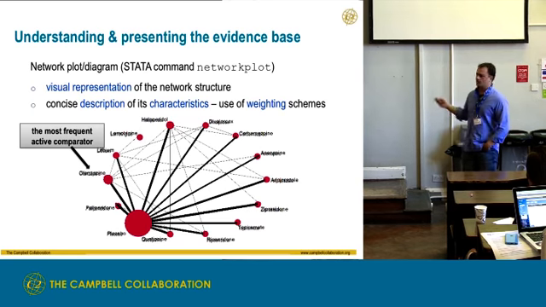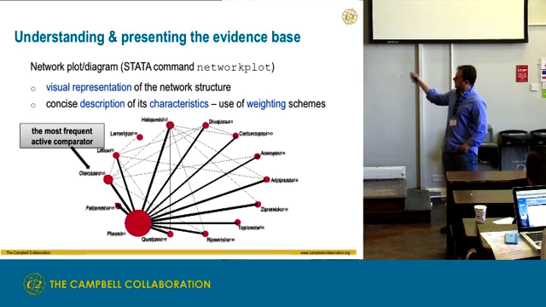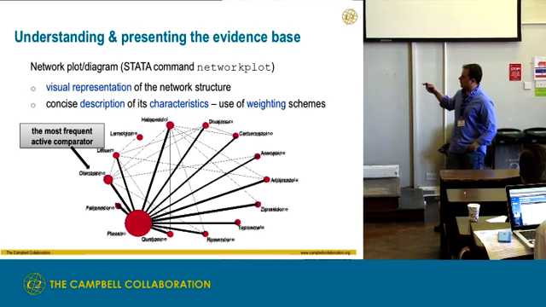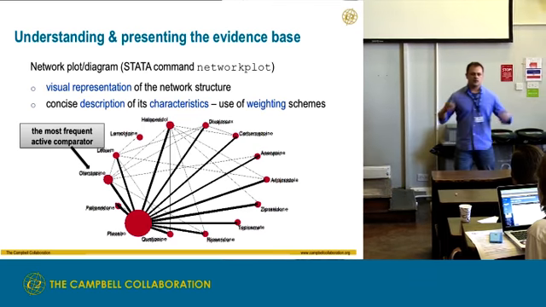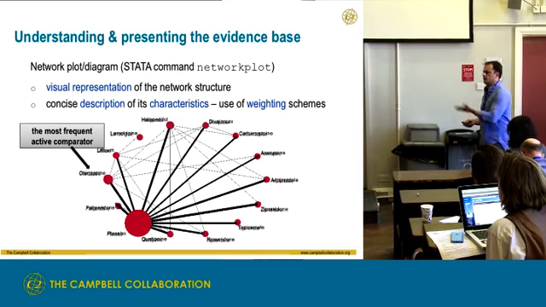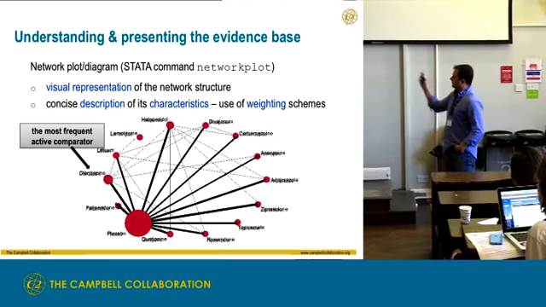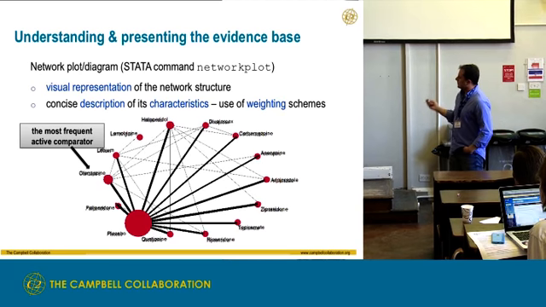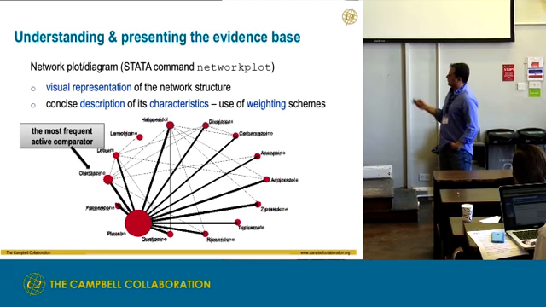So there are lots of placebo-controlled trials. You can see that all the edges going from placebo to the other treatments are very thick. That means that there are lots of trials that have been conducted comparing placebo to one of these treatments. So olanzapine is the most frequent active comparator.